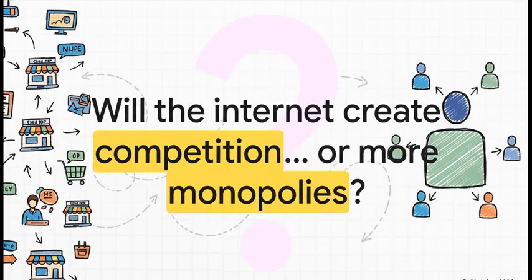And that all leads us to one last, really big question for the future. We tend to think of the internet as this amazing force for competition, right? It lets tiny businesses reach the whole world. But when you look at how a few massive tech companies now dominate things like search, social media, and online shopping, you have to wonder, is the internet actually creating more competition, or is it building a new generation of super powerful monopolies? Something to chew on the next time you're scrolling.